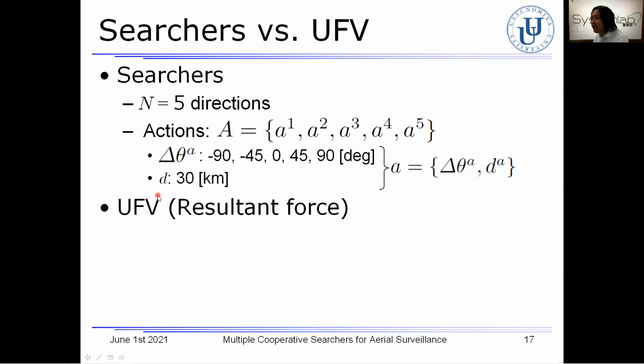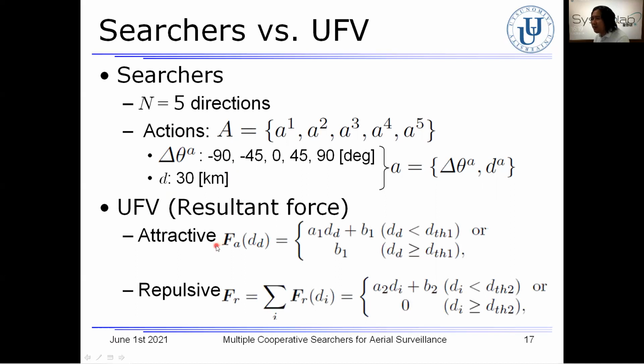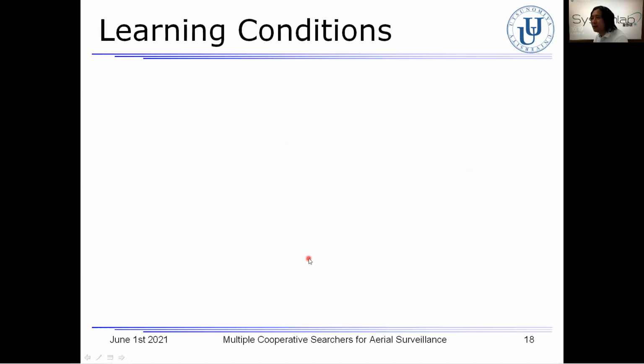As for the UFB, the moving direction is determined by this resultant force. So the attractive force and repulsive force affecting the UFB are generated from the destination and other searchers as follows. Under the following 3 conditions, the searchers acquire the effective actions to approach the UFB depending on the combination of the input states and the presence or absence of transfer learning.